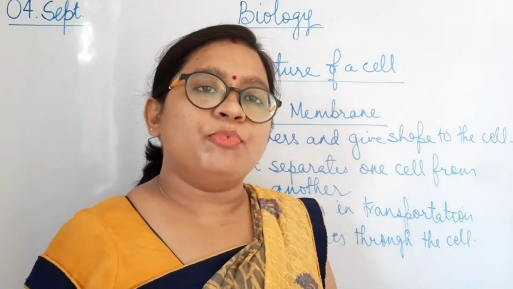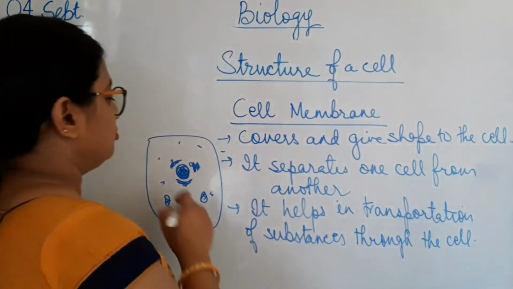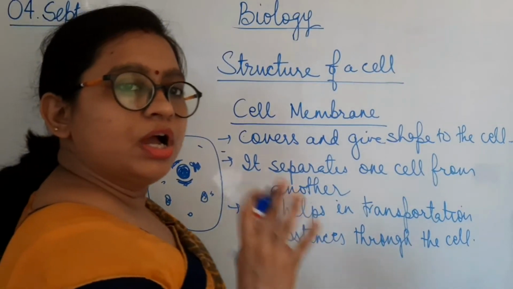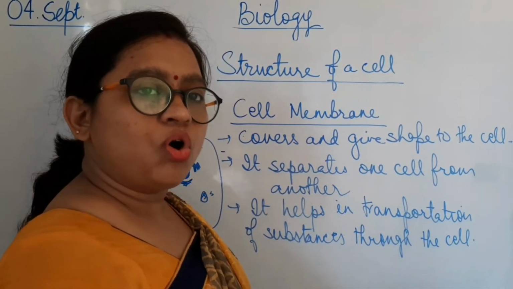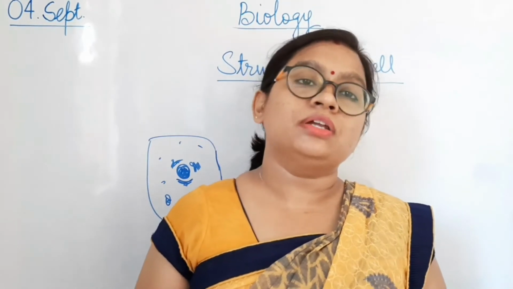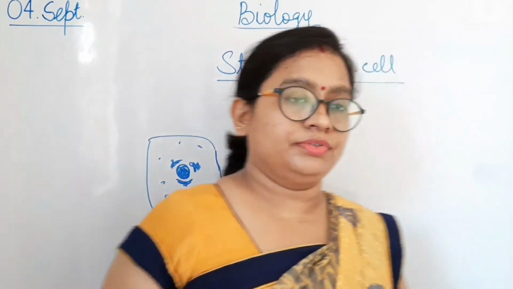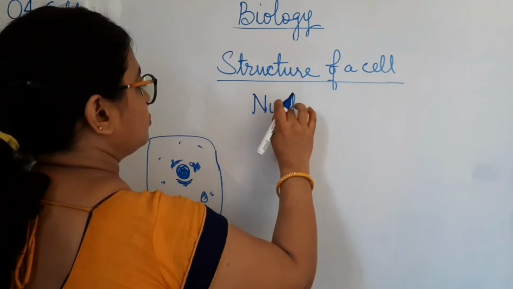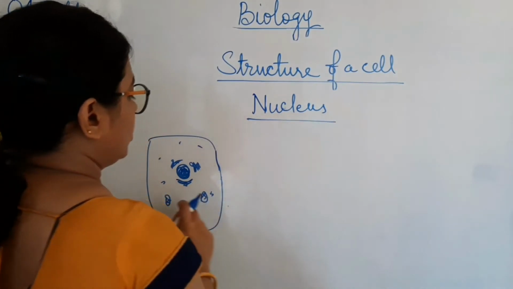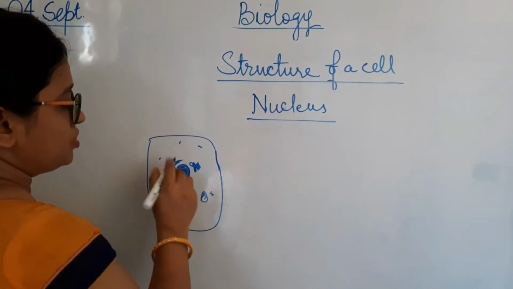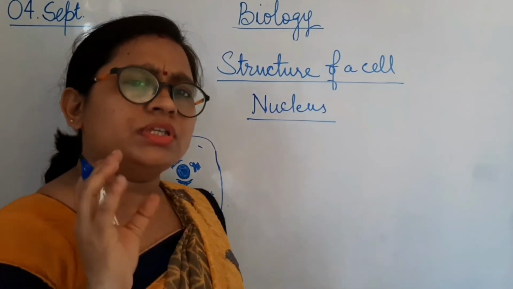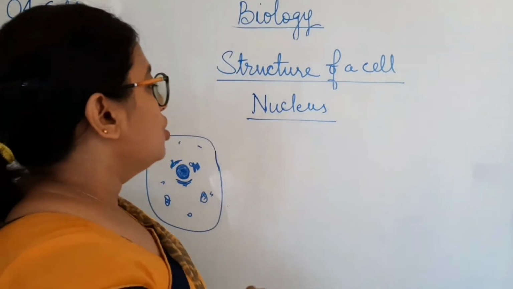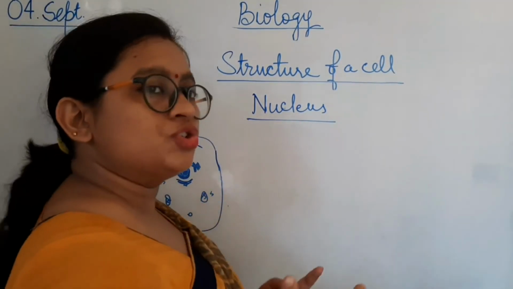The other main component of the cell is the cytoplasm. Between the nucleus and the cell membrane there is a jelly-like fluid present, and this jelly-like fluid is called cytoplasm. The next main component of the cell is the nucleus. The nucleus is a dense dark circular structure which is present almost in the center of the cell, but in plants it is pushed to the periphery by the vacuole. So what is this nucleus and what is the function of the nucleus?